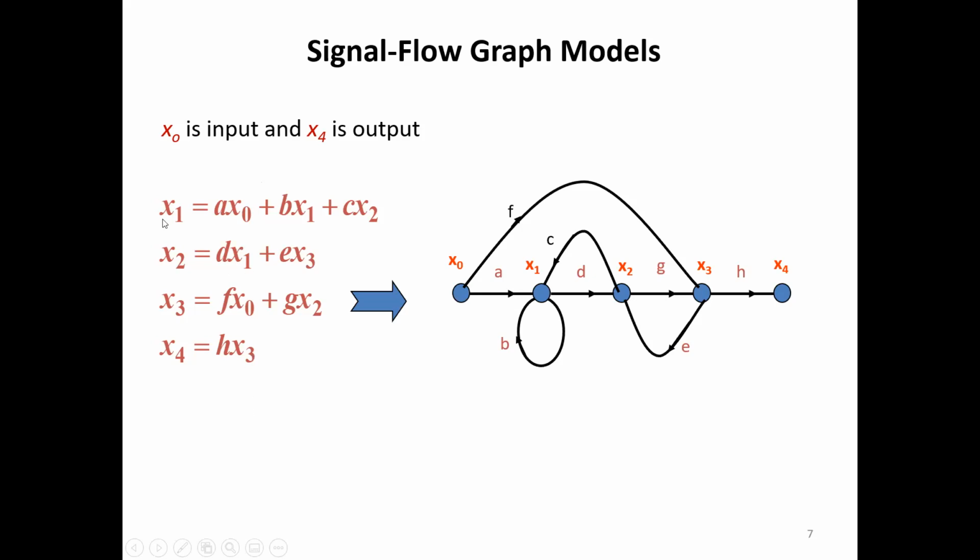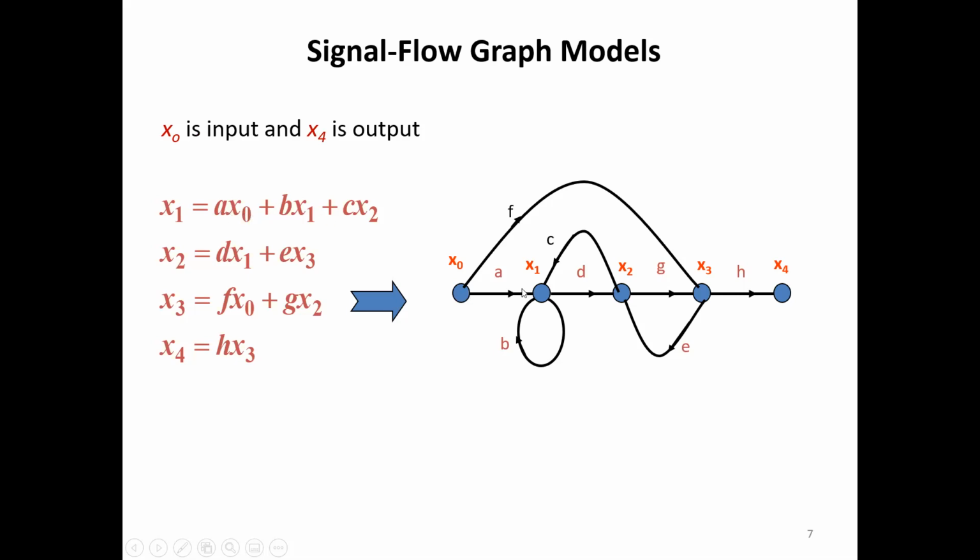For the equation that we have here, x1 is equal to what? x1 is equal to a into x0 plus b into x1 plus c into x2. Okay, so we have identified here x1, x2, x3, x4 nodes. And for the x1 node, how many branches are coming in? How many terms? Three terms: a x0, b x1 and c x2.